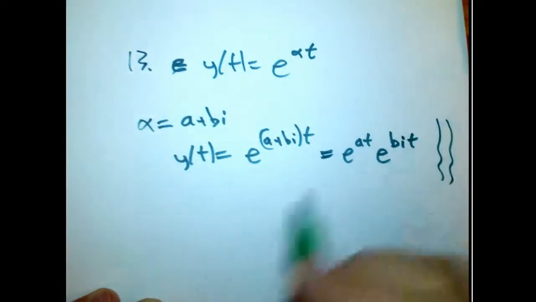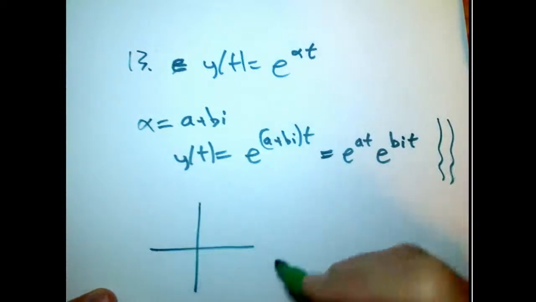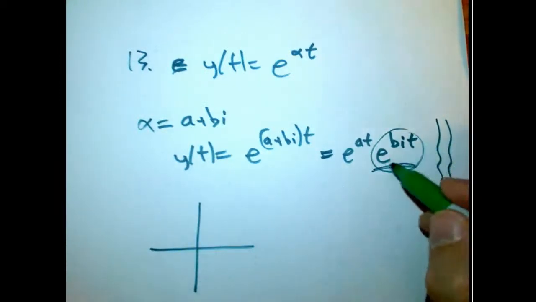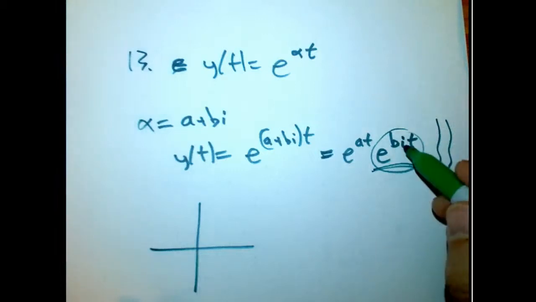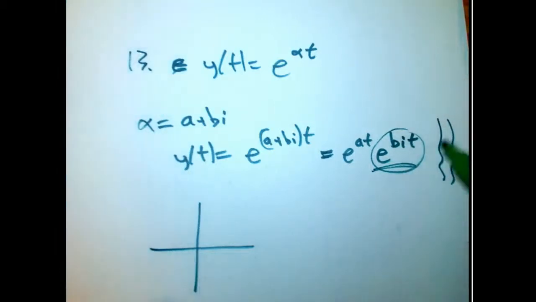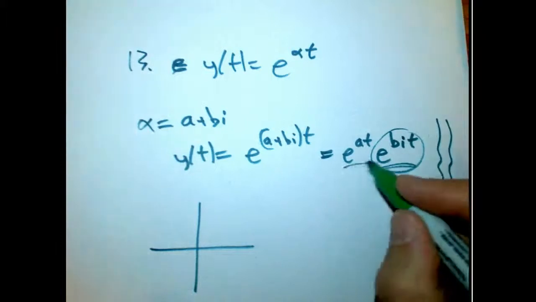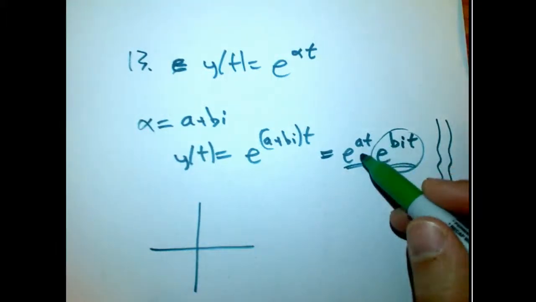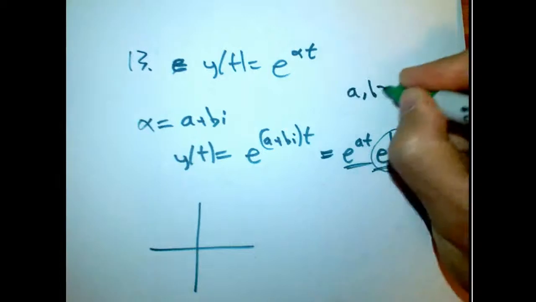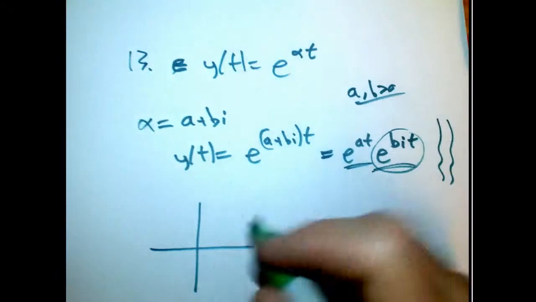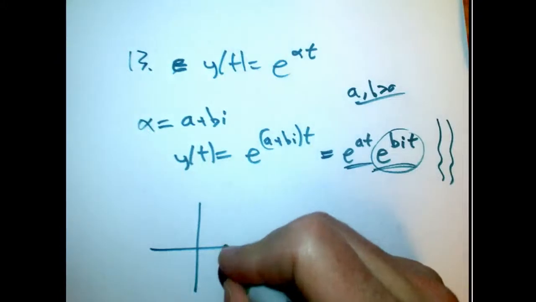So what is this going to look like? It's not too hard to analyze. This guy, we know that just goes around a circle. E to a pure imaginary times t traces out a circle. That's the fundamental coolness of this whole thing. And then e to the at just grows or decays. Okay, so let's say, to be specific, a and b are greater than 0 to start out. And e to the 0, of course, is 1. It's going to start at 1.